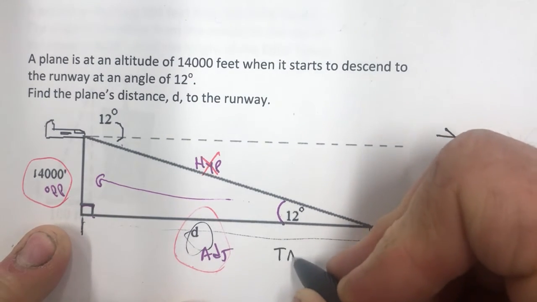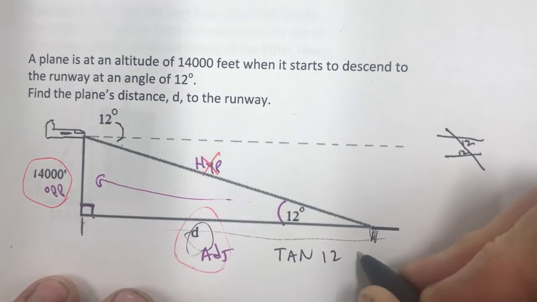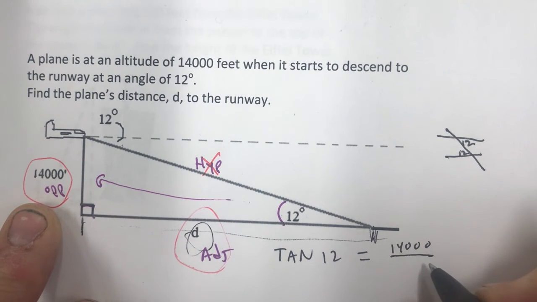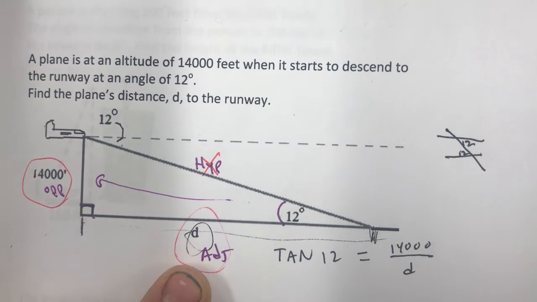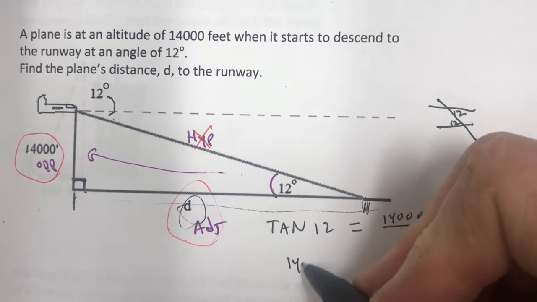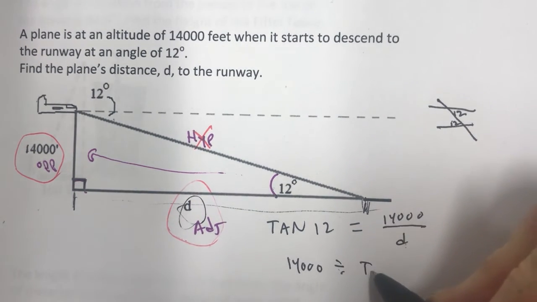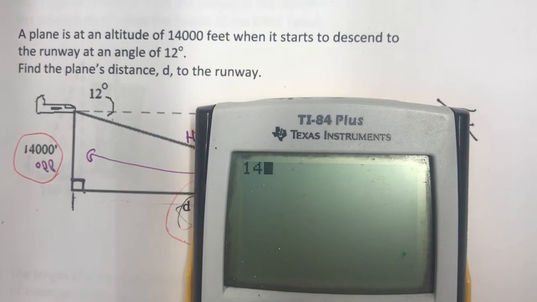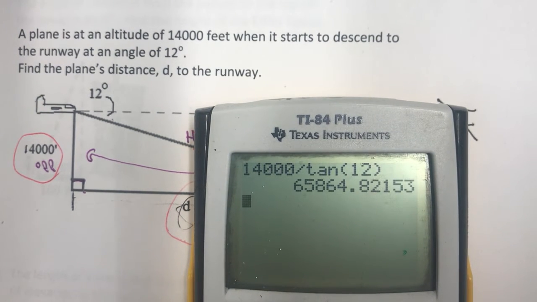So to set this up, tangent 12 equals the opposite, 14,000, divided by the adjacent, which is D. Okay, and since that's on the bottom, we're going to divide 14,000 divided by tan 12. All right, so type this in here, 14,000 divided by tan 12. That comes up to 65864.